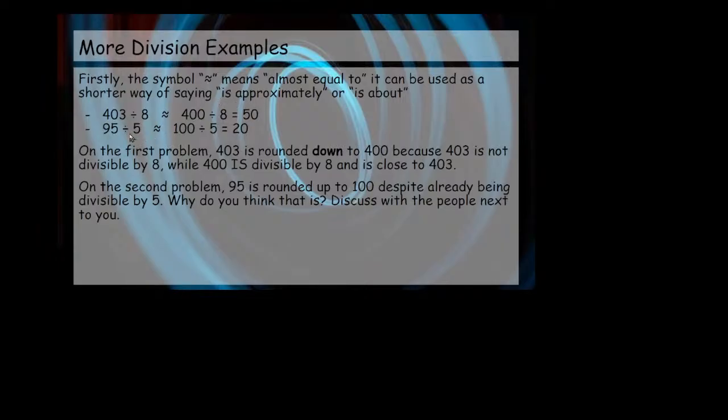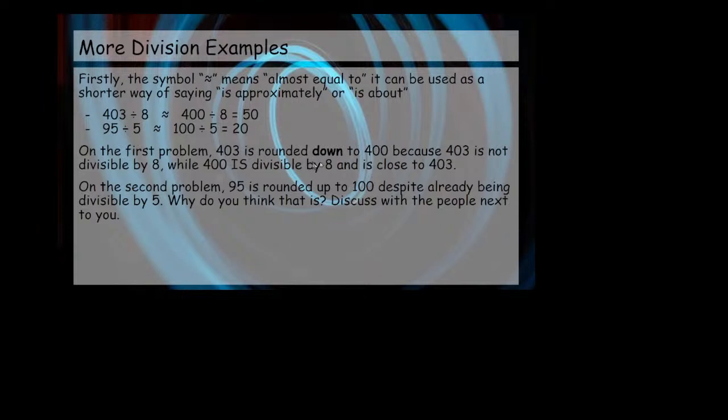Here we have 95 divided by 5. That is approximately 100 divided by 5 equals 20. We rounded 95 up to 100, and 5 is left as 5 because that's the divisor. This is division. Now 100 divided by 5 is 20.